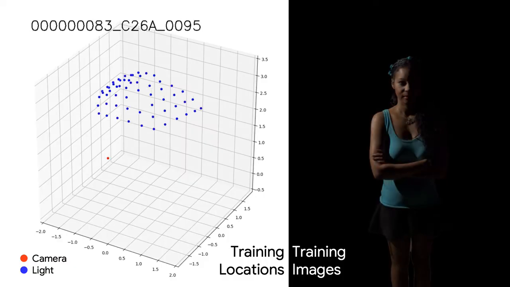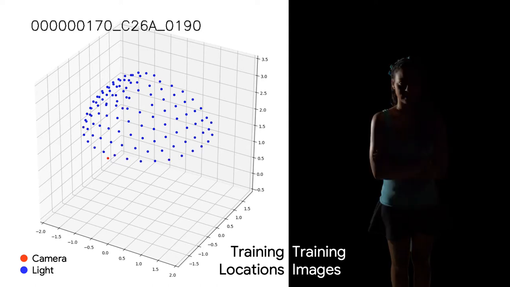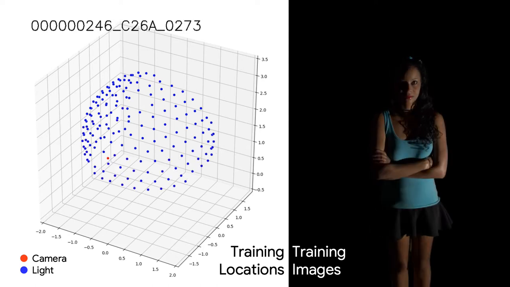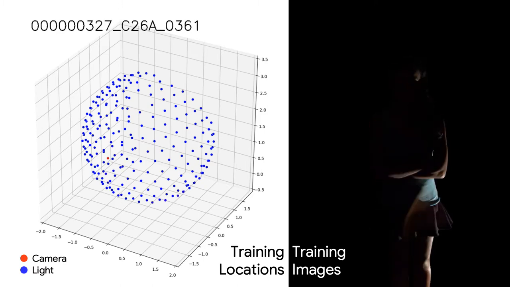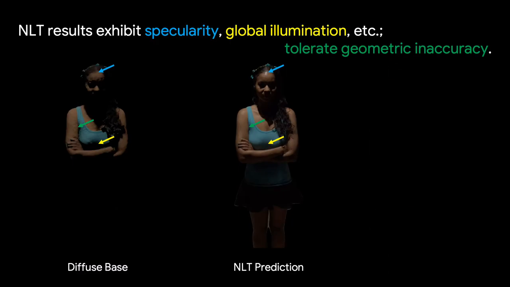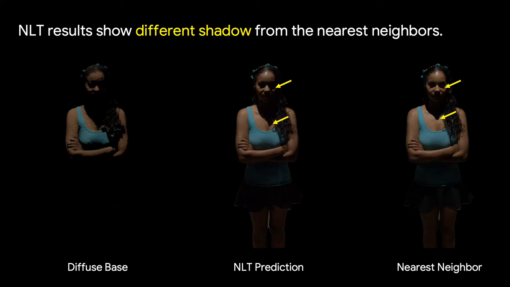Here are the results for directional relighting. These are the light locations and the corresponding images used for training. Our prediction adds specularity and global illumination effects to the diffuse space. It also compensates for geometric inaccuracy visible in the diffuse space. It is also more than just copying from the nearest neighbor, as seen from the different shadow boundary.